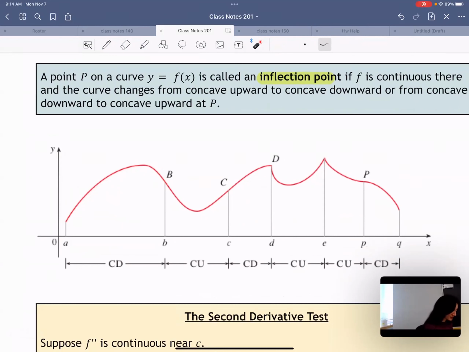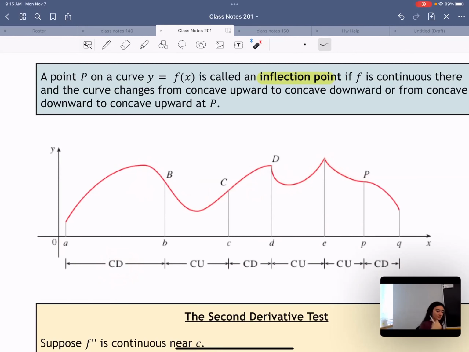Concave down, right? Because it looks like the curve is opening towards the bottom of the graph. So since this is pointing down, we're concave down. It's also written on the figure. From B to C looks like we're concave up because we're facing up. From C to D looks like we're concave down. D to E we're concave up, and so on.